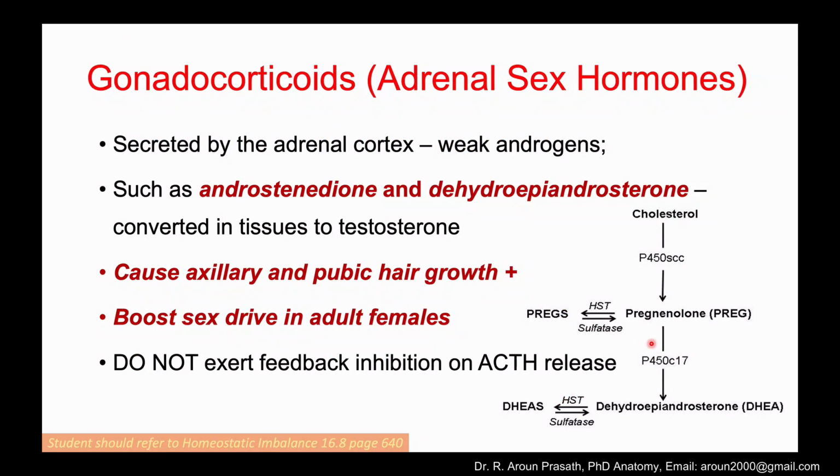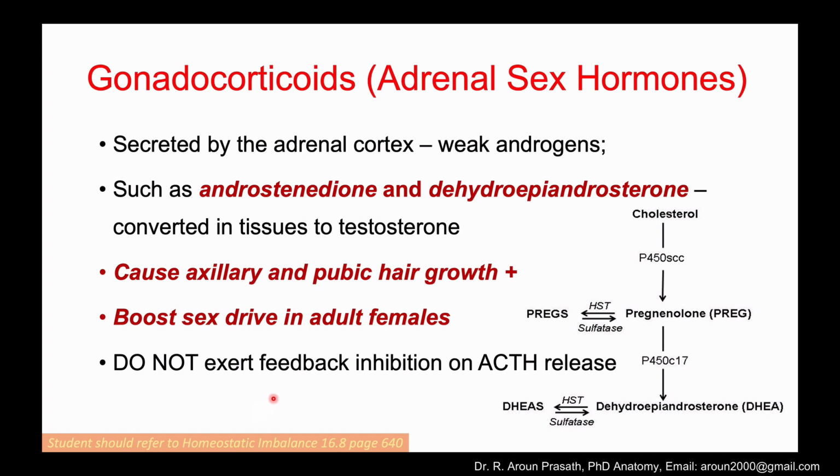Okay, then the 6 hormones, that's the testosterone, androstenedione or dihydroepiandrosterone. This is the hormone that is present both in males as well as females. Okay, so in fact the testosterone is present in the female also due to secretion by the adrenal cortex. It causes axillary and pubic hair growth in both sexes and sex drive in adult females. Then it does not exert feedback inhibition on ACTH release.